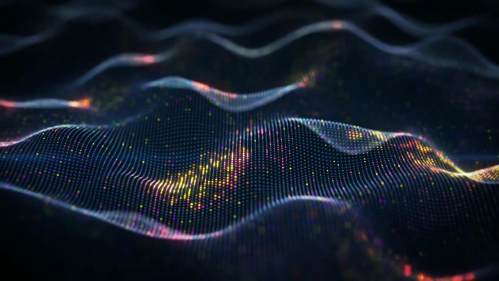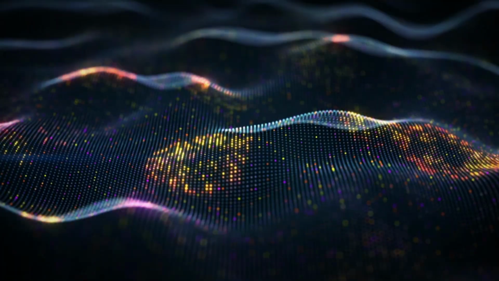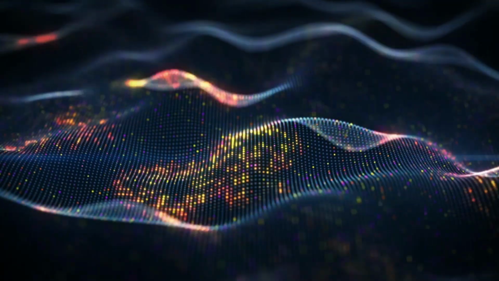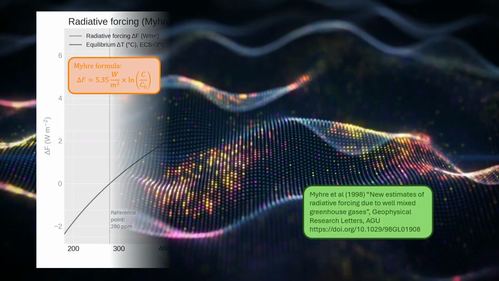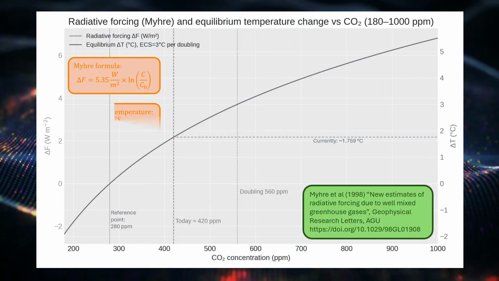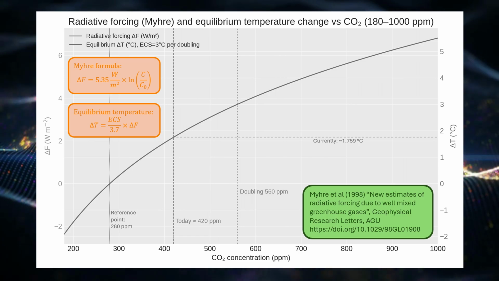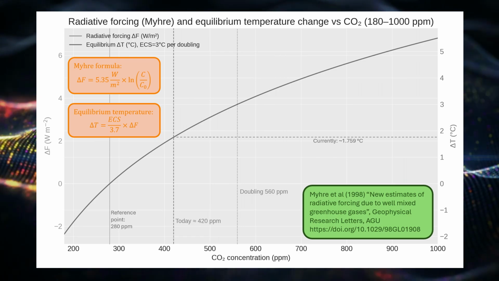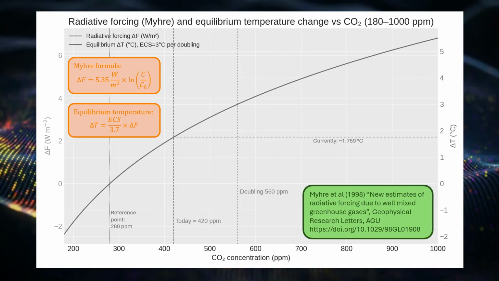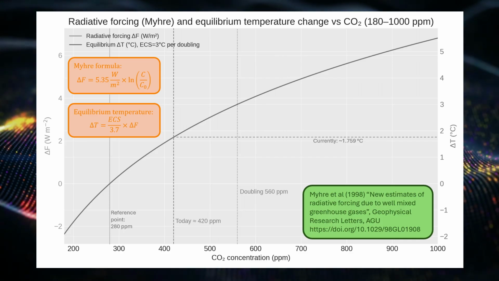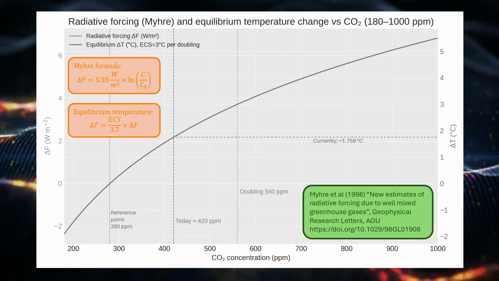The direct radiative effect of carbon dioxide is often quantified using a widely used relationship, commonly known as the Myhre formula. It describes how changes in carbon dioxide concentration alter Earth's energy balance through radiation. This relationship is based on detailed spectroscopic data from laboratory measurements, including databases such as HITRAN, which describe how gases absorb and emit infrared radiation at different wavelengths.